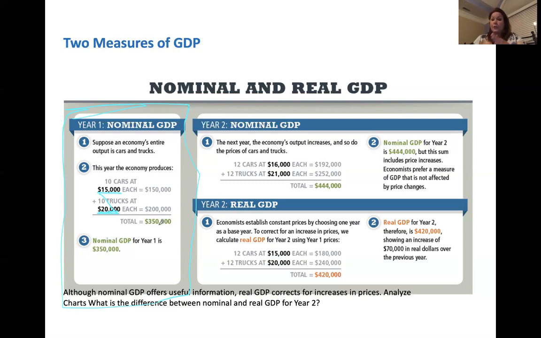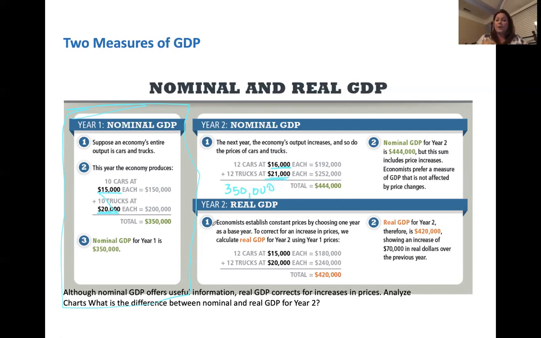Now, when we get to year 2, we can calculate a nominal and a real. Now, nominal is in current dollars. So if you look, the price of the cars has gone up $1,000. So has the price of the trucks. So when we do our calculation, you can see it was $350,000. Now it's $444,000. That looks like we went up $94,000. But did we really increase production by that? We have inflation in here. And there's actually about $24,000 in inflation.